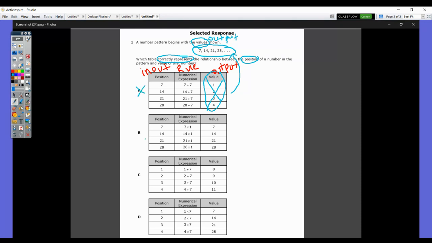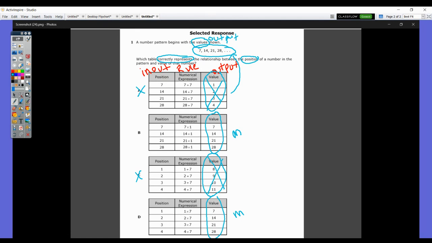Let's look at answer choice B. The values do have 7, 14, 21, and 28. So this one would be a maybe. Let's look at answer choice C. The values are not 7, 14, 21, and 28. So guess what? We can already eliminate that answer choice. Let's look at answer choice D. The values are 7, 14, 21, 28. So that one will be a maybe. Just by looking at that information, I can already eliminate. So now I'm only going to look at answer choice B and D.